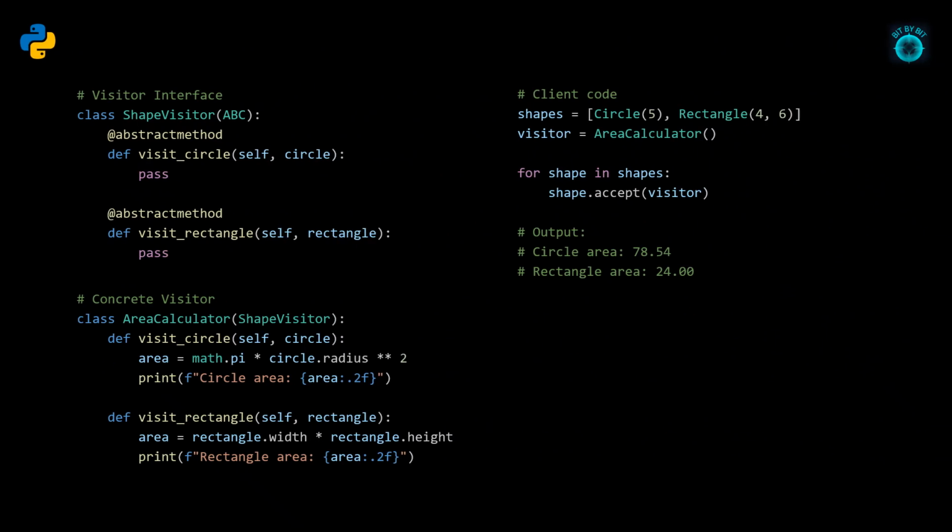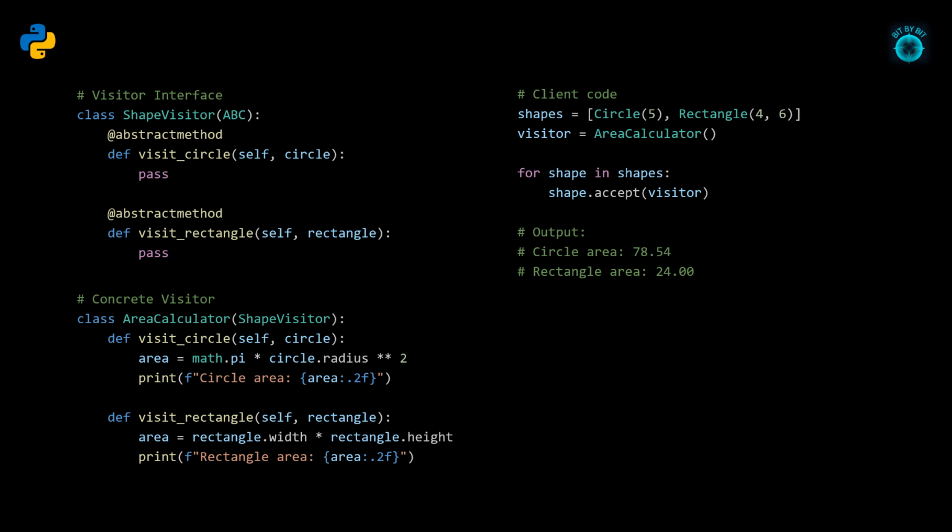Next, we define a shape visitor interface with two methods, visit circle and visit rectangle. This interface declares what operations a visitor can perform. We then create a concrete visitor called area calculator. It implements the visit methods to calculate and print the area of each shape.